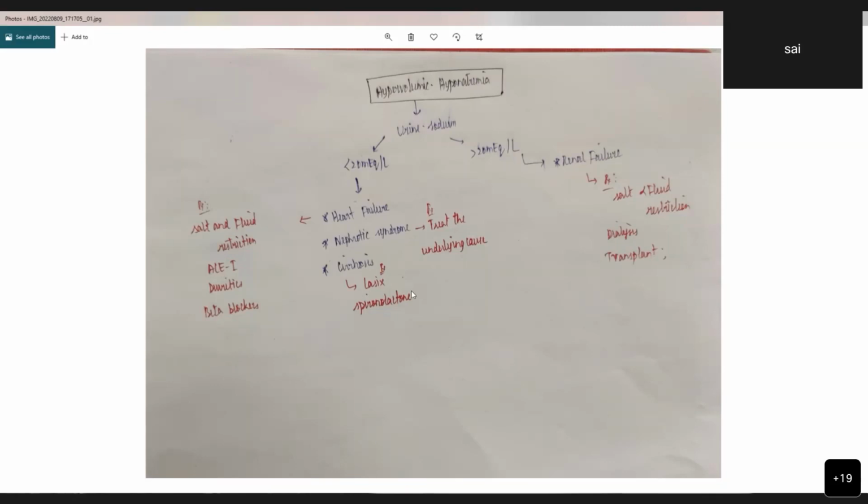Formula for sodium correction: sodium deficit is equal to total body water times desired sodium minus present sodium. The first half of the deficit should be corrected over 8 hours, and the second half over 1 to 3 days if symptoms persist. Serial serum sodium monitoring should be done every second hour. Usually CNS signs and symptoms improve within 24 hours. Complete recovery will take up to 4 days.